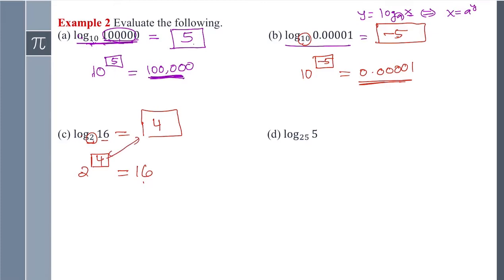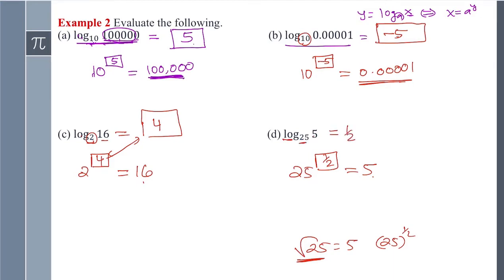Same thing here. 25 raised to what power gives us 5? We know that the square root of 25 equals 5, and the square root of 25 is the same as writing 25 to the 1 half. So 25 to the 1 half gives us 5. That means log base 25 of 5 equals 1 half. So that is the meaning of log, which comes from the definition.